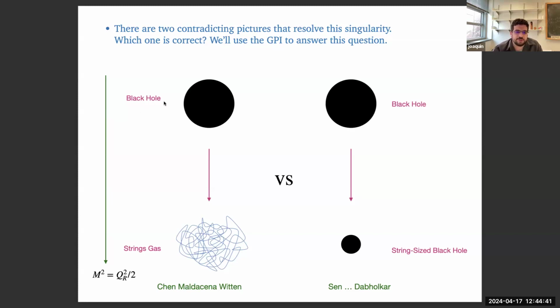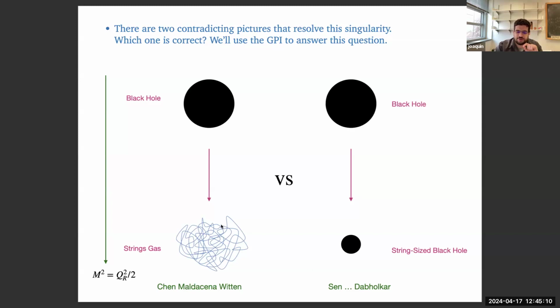Their picture is that as you approach extremality, the black hole doesn't go all the way to a string-sized black hole, but before it becomes string-sized, the black hole transitions to a string gas, to a self-gravitating string, and then eventually at extremality, you just have a string gas of BPS strings. And they compute the entropy of this configuration, and they also reproduce the 4π square root of NW from string theory.